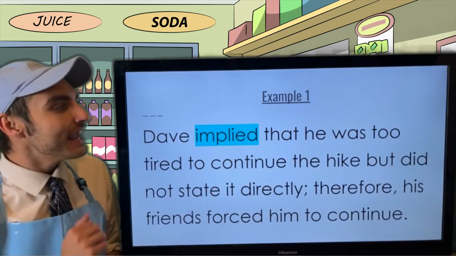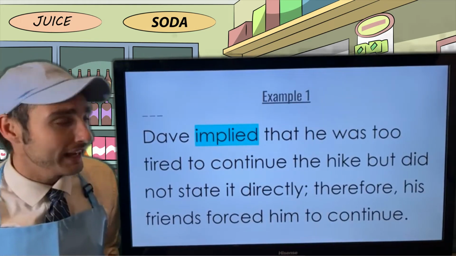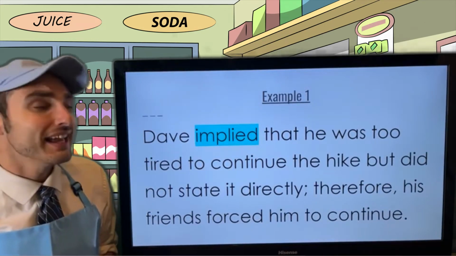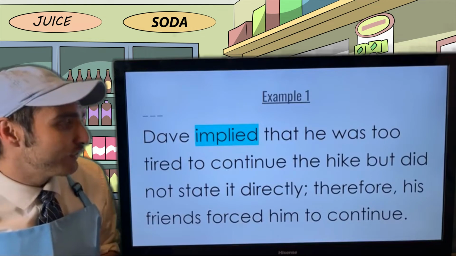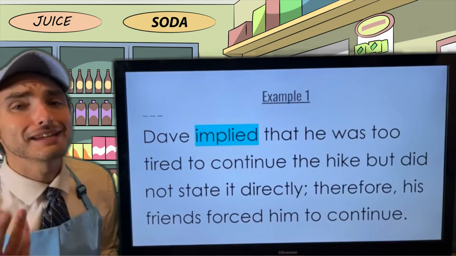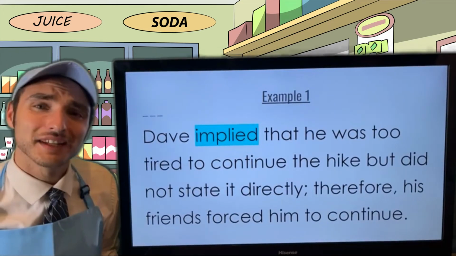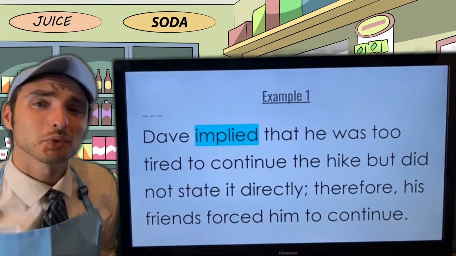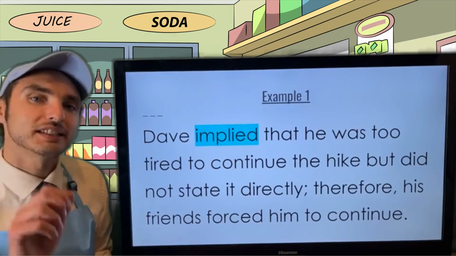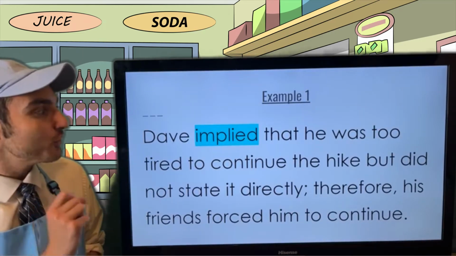Here it is. Dave implied that he was too tired to continue the hike, but did not state it directly. Therefore, his friends forced him to continue. Oh, Dave, I understand you. Hiking is not my favorite activity, and my friends force me as well. But just state that you don't want to go next time. It'll save everyone a lot of time. See? That's the issue here.